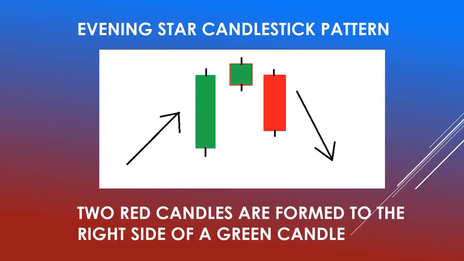Two candles are formed to the right side of a green candle. For the image we have on the screen, we have a small green candle and a red candle. But in another instance, we have a small red candle and a red candle.